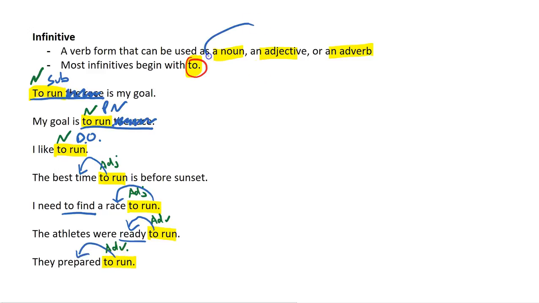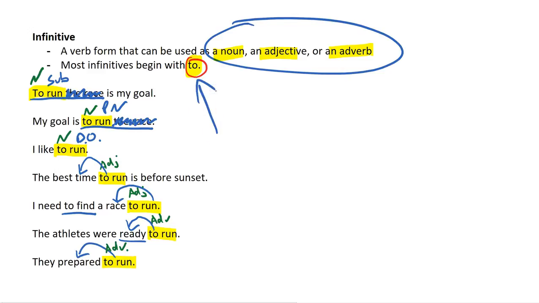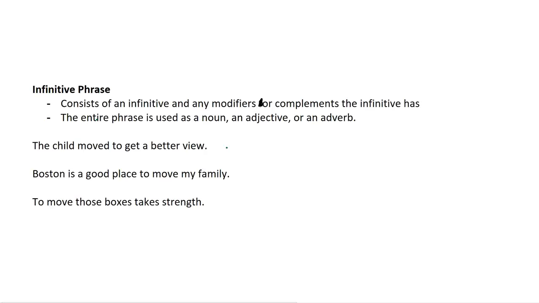So, it can be a bunch of different things, but the key is just look for the word to, and if the word that comes after the word to is a verb, you know it's the infinitive. So, the infinitive phrase. The infinitive phrase consists of an infinitive and any modifiers or complements the infinitive has. The entire phrase, again, is used as a noun, an adjective, or an adverb.